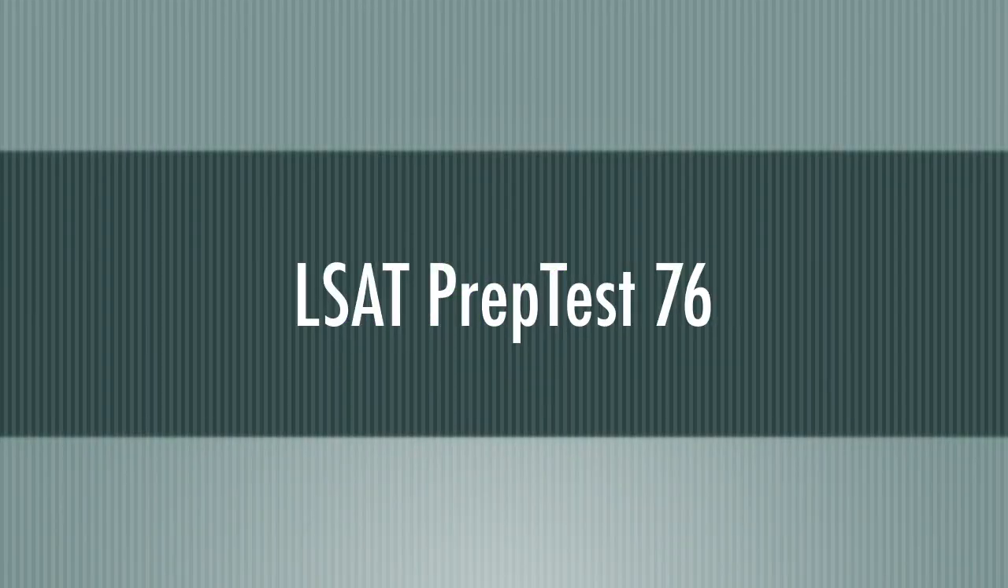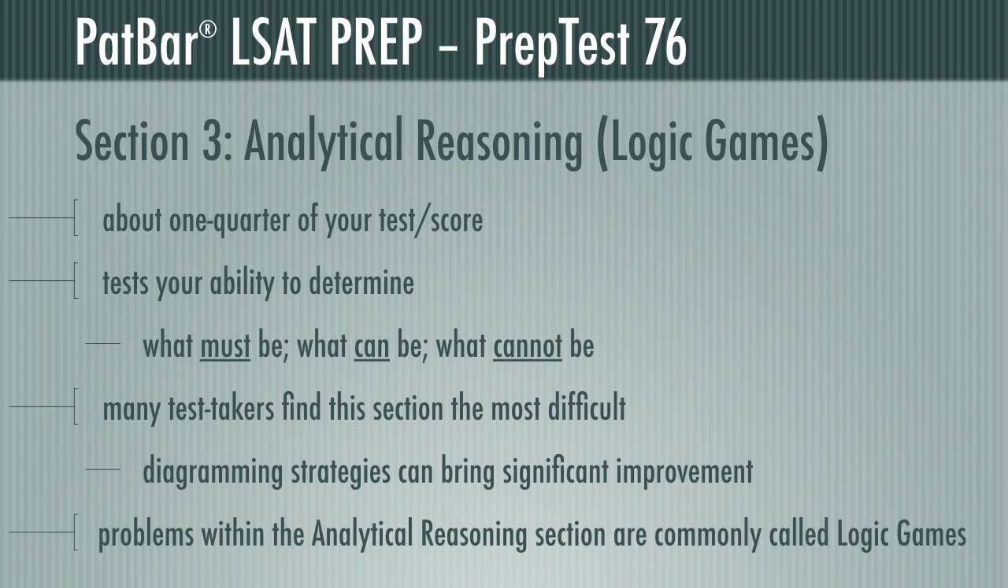In this video, we begin our presentation of Section 3 of PrepTest 76. This is the analytical reasoning section of the prep test, comprising roughly 1/4 of your total score. The purpose of analytical reasoning problems is to test your ability to determine what must be, what can be, and what cannot be within a given set of circumstances. This skill will be tested constantly, both in law school and in practice.